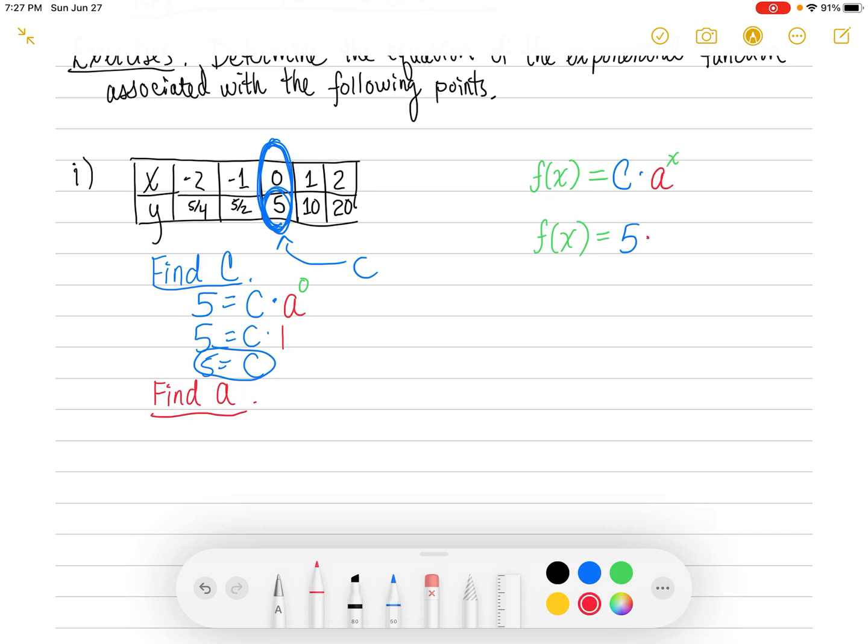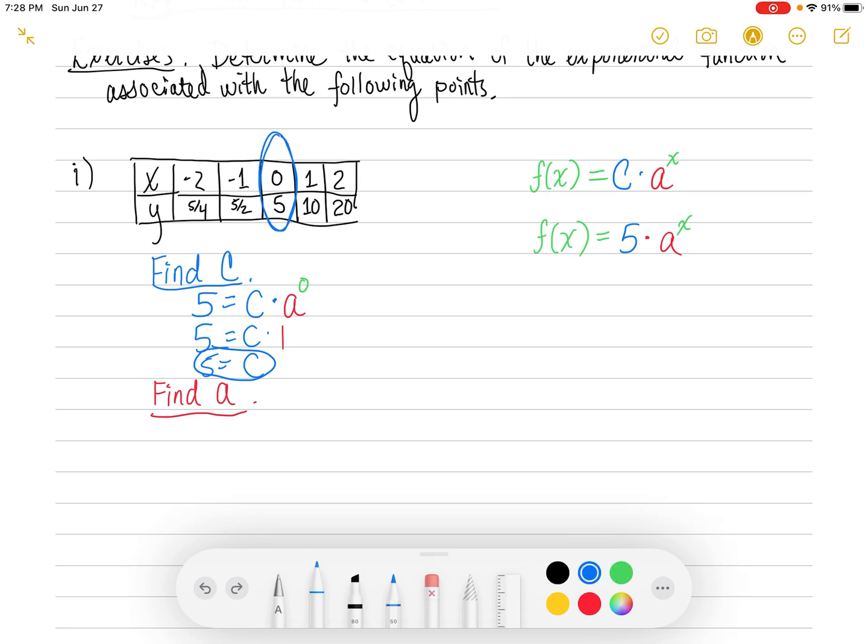I'm going to go down one more step up top here. For f of x, we're going to replace the c, the blue c, with a 5. So we have now 5 times a to the x. And now I've got to find the a. I'll do this algebraically first, and then I'll show you the quick way to find the a.